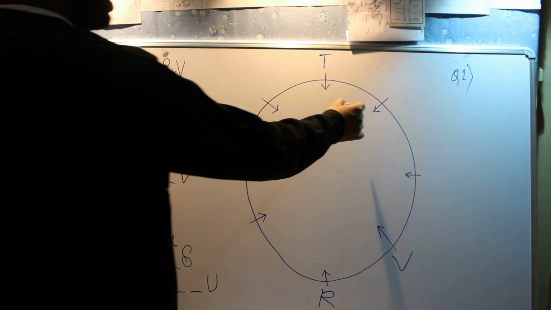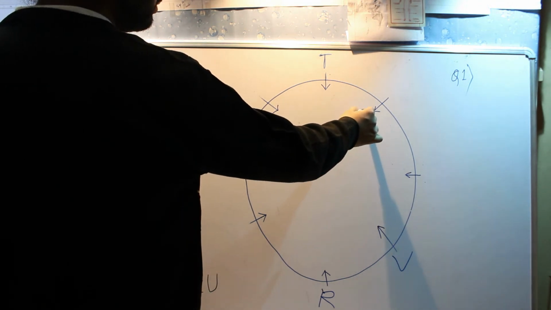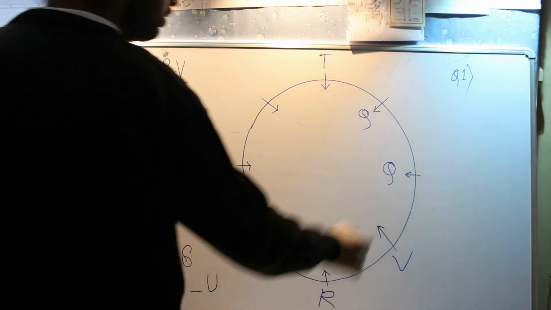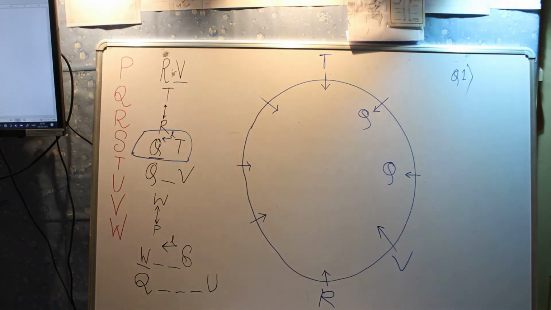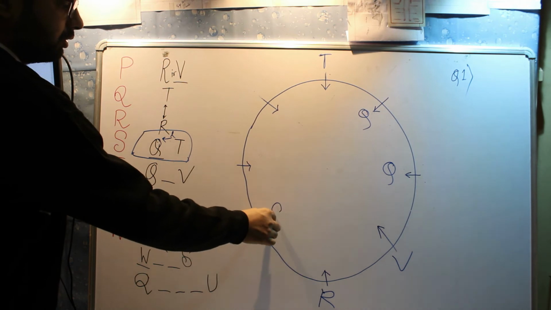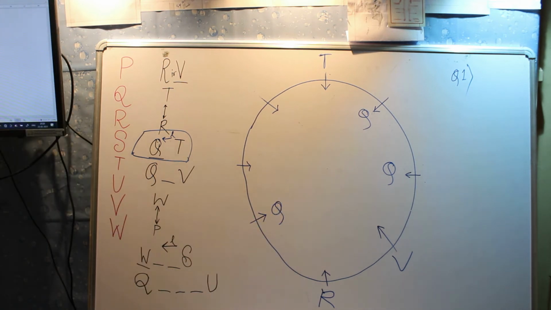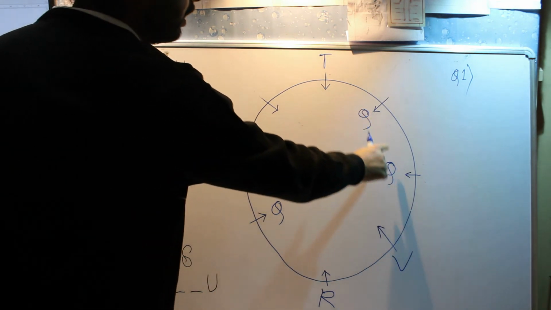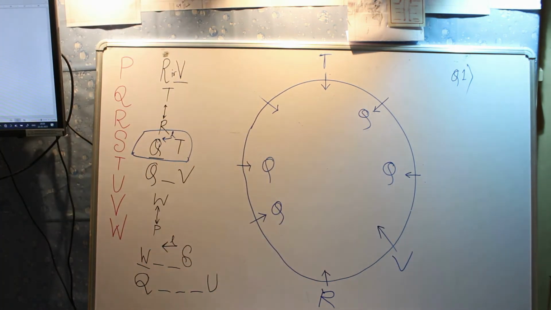So Q can be either here or here. Or it can be here as well. And at the max it can be here, Q. Q is to the left of T. Correct?